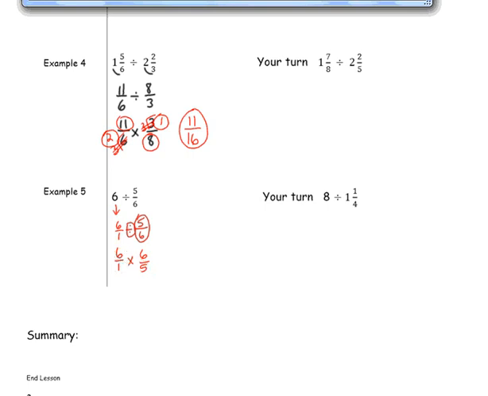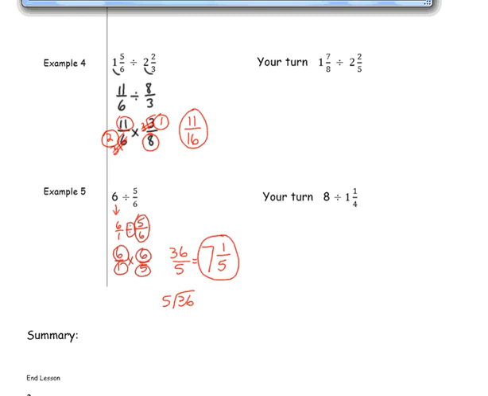So we'll simply multiply our numerators, multiply your denominators, and simplify. 5 goes into 36, 7 times with 1 remaining. 7 1/5 is your answer.